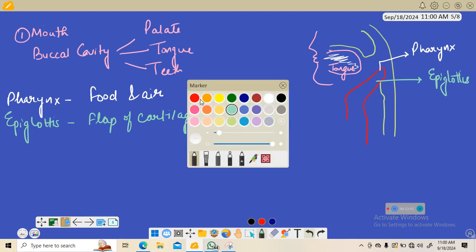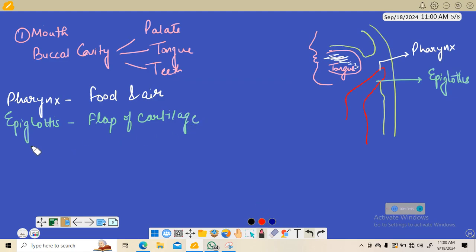Okay, after that we have the larynx. The larynx is present somewhat here. The larynx is the voice box. It is responsible for the production of sound. Then comes the esophagus, that is the food pipe.